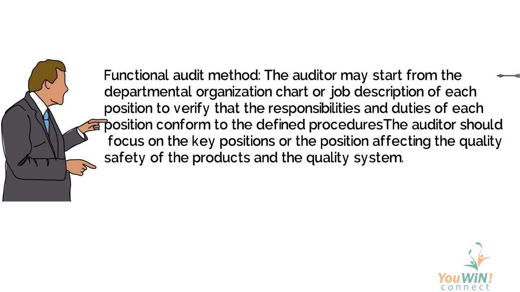In the functional audit method, the auditor may start from the departmental organization chart or job description of each position to verify that the responsibilities and duties of each position conform to the defined procedures. The auditor should focus on the key positions or the positions affecting the quality and safety of the product and the quality system.